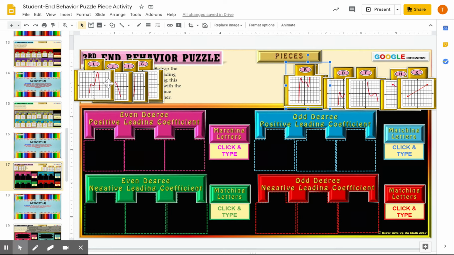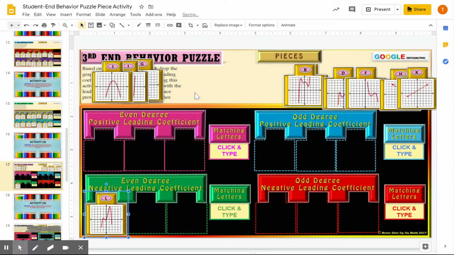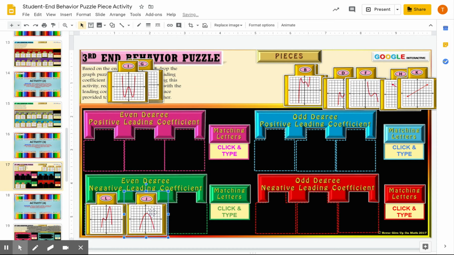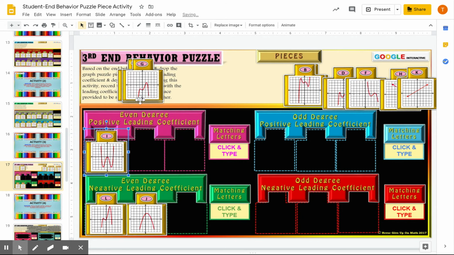So if we're looking at L, L is headed downward. So we're going to put that right up in there because it is negative. J, left and right sides are down. So that means this is negative because it is going down on the right. I, both of these are headed up. So that means it's up on the right and therefore positive. G, both of these are down. So that means the right side is down and that it is negative.